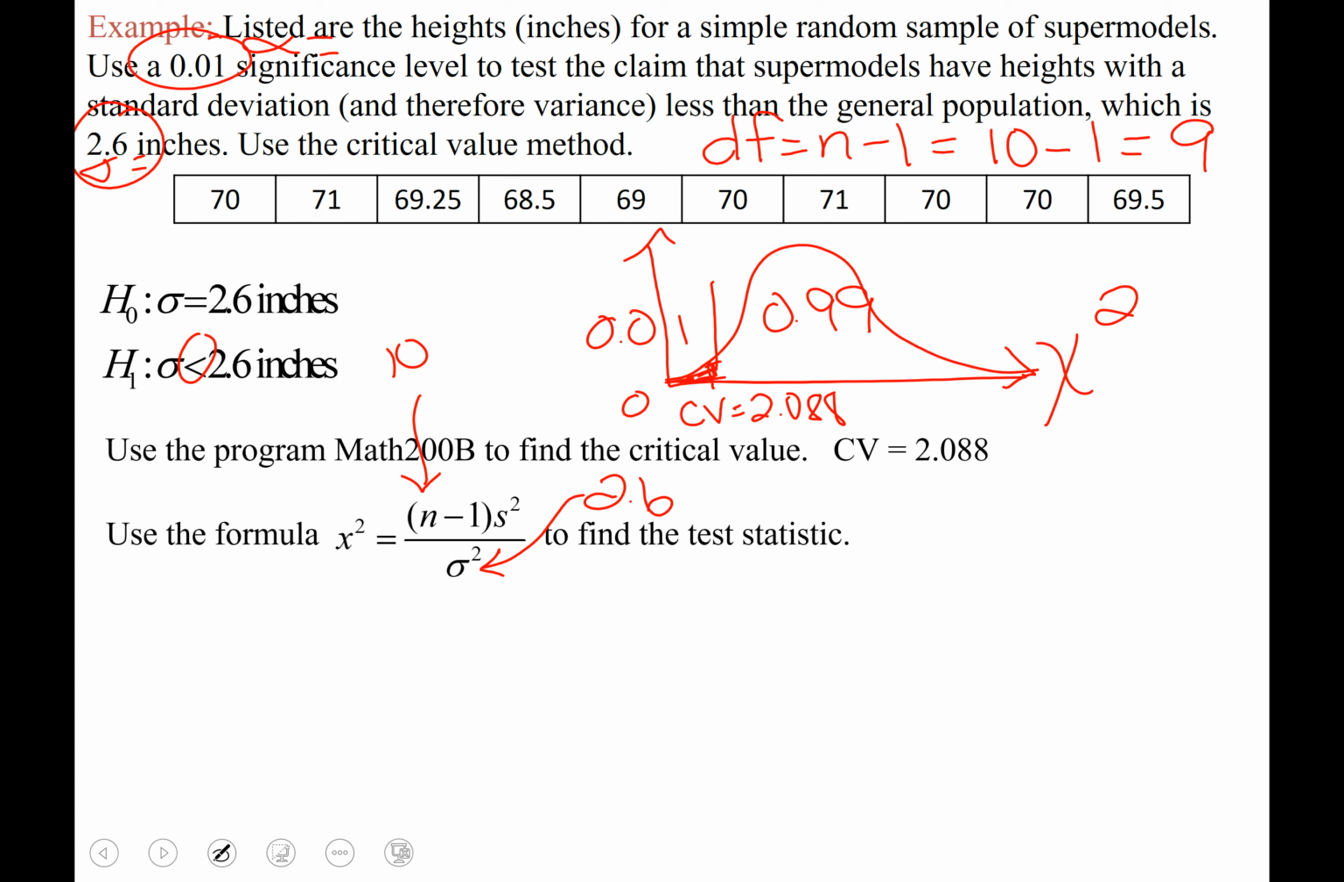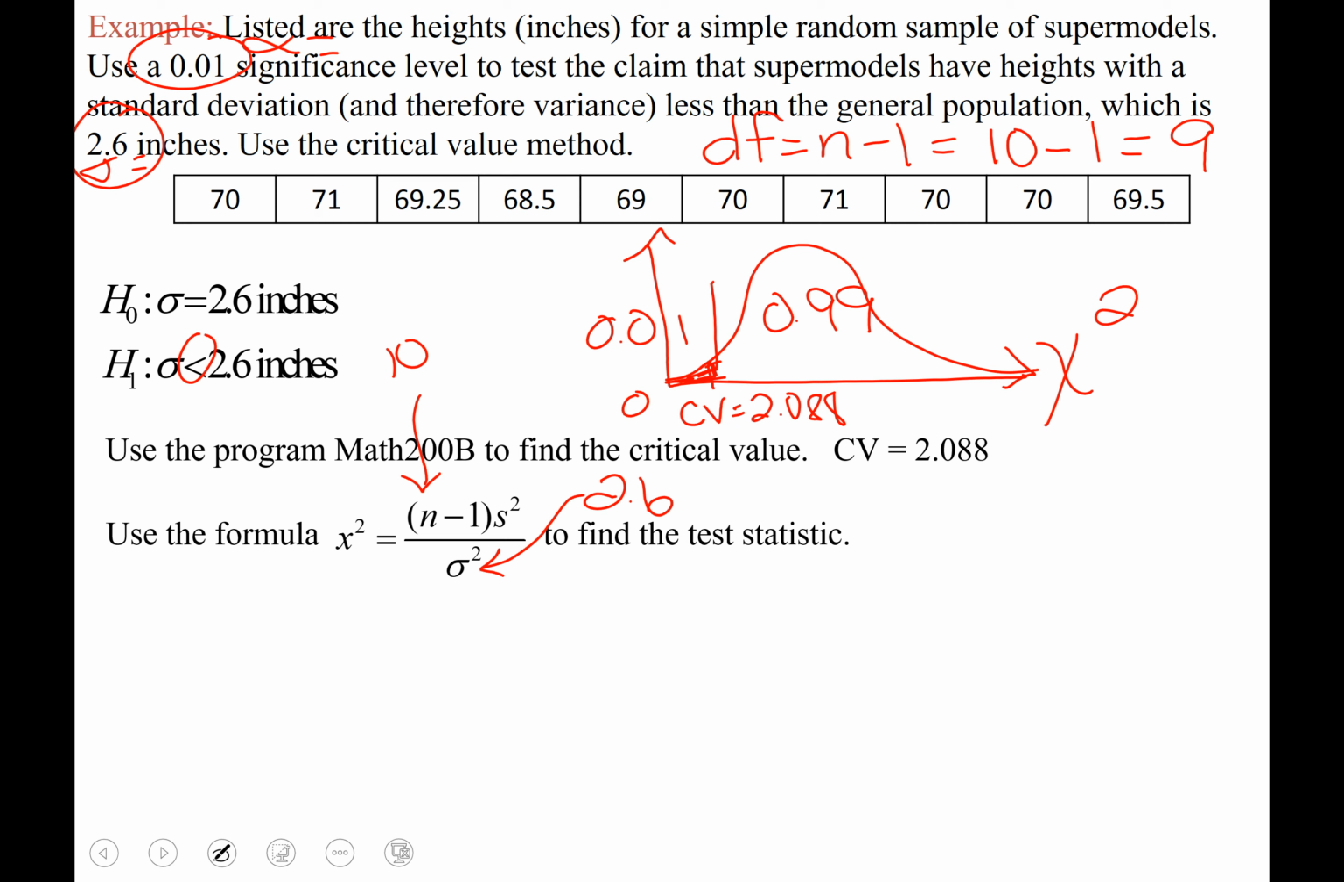So we're going to enter all the data values into list 1 and run one variable stats. So let's do this together. Go ahead and hit stat, hit enter for edit. In L1, clear out any old data you might have and list the heights here.